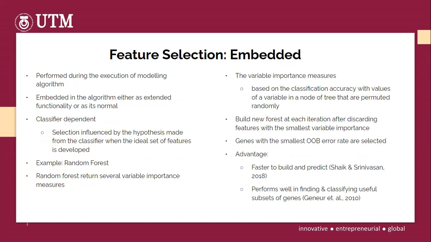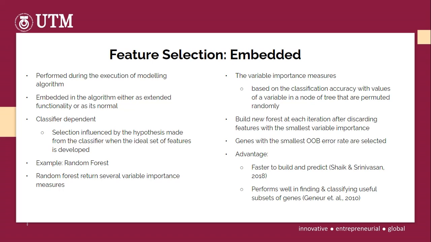The last category of feature selection is embedded. Embedded is performed during the execution of the modeling algorithm, where it is embedded in the algorithm either as extended functionality or as its normal operation. It is classifier dependent, where the selection is influenced by the hypothesis made from the classifier when the ideal set of features is developed. One of the examples of embedded is random forest.